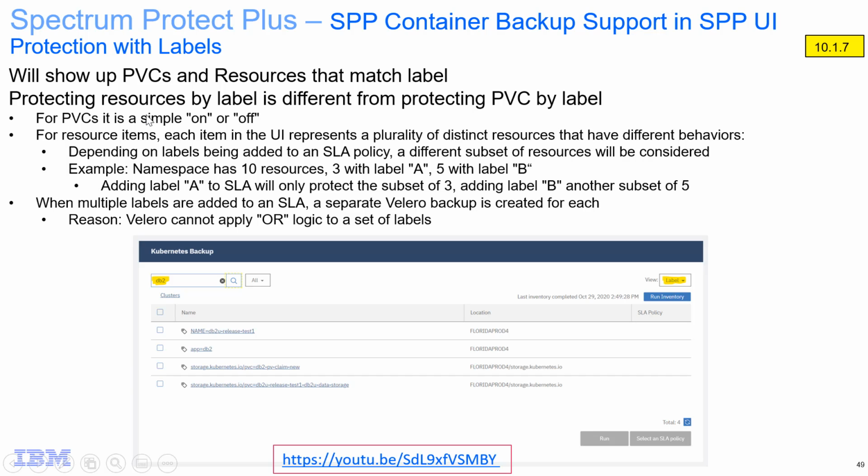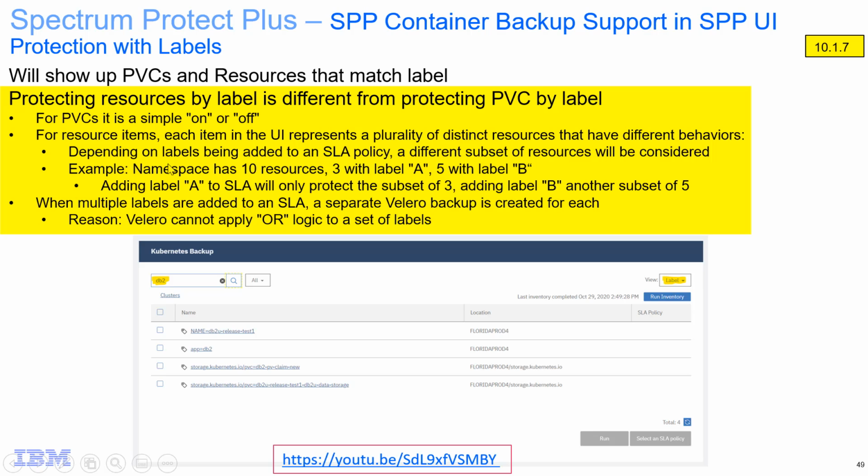When you look at protecting the resources by label versus protecting PVCs by label, it's a little bit different. For PVCs, either you're protecting them or you're not protecting them. Whereas for each resource item, that resource actually represents hundreds of different items underneath it. And so depending upon the label being added to an SLA policy, a different subset of resources will be considered.